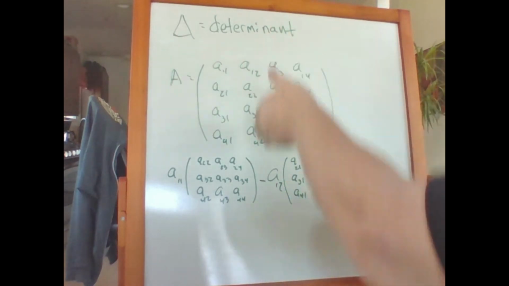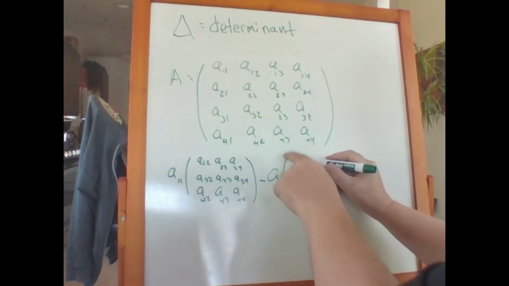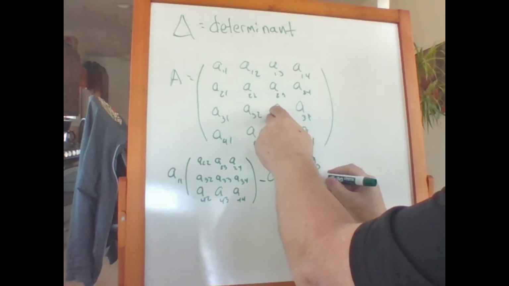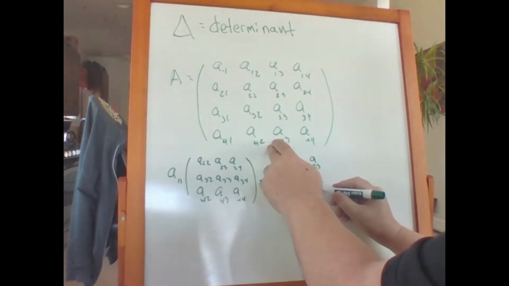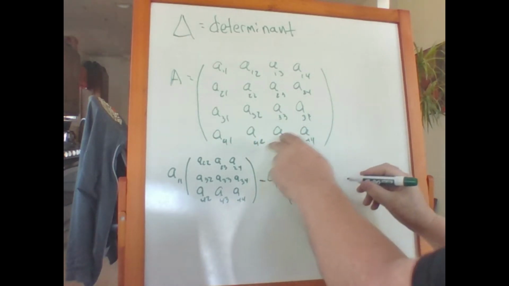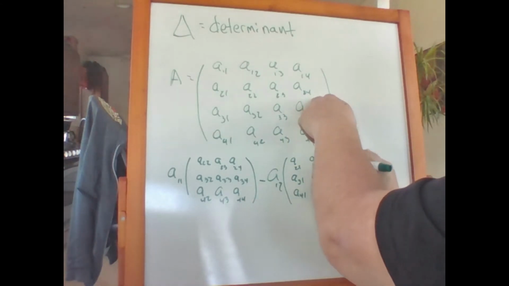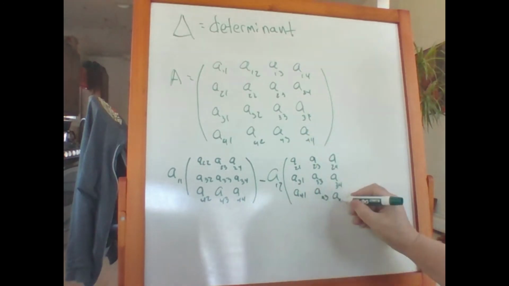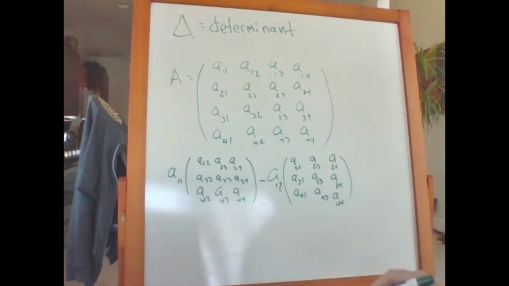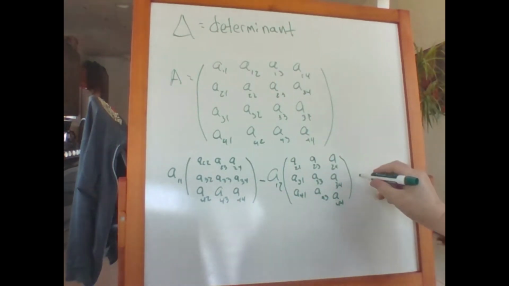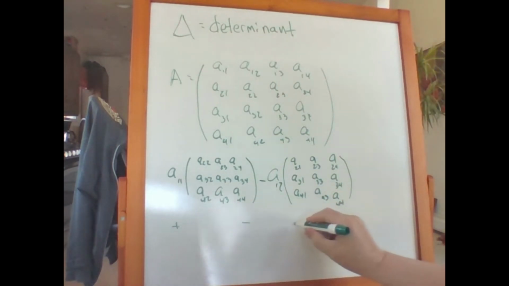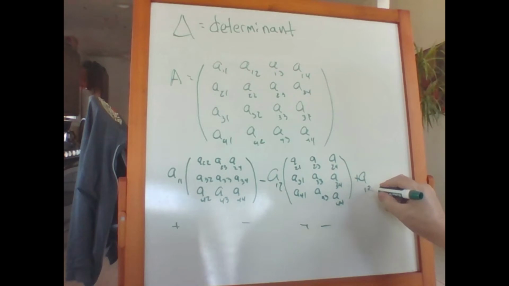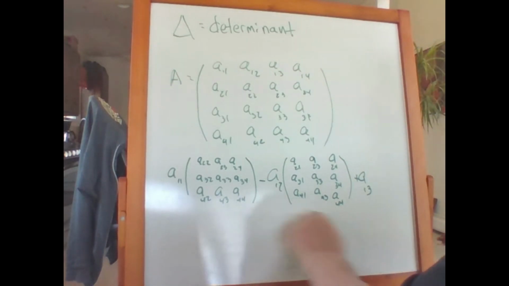Now we eliminate that column that 1, 2 is in, and so we have A23, A33, A43, and A24, A34, and A44. That's the minor for A12. Now, because we're alternating plus, minus, plus, minus, the next one is plus A13, multiplied by the minor for A13.